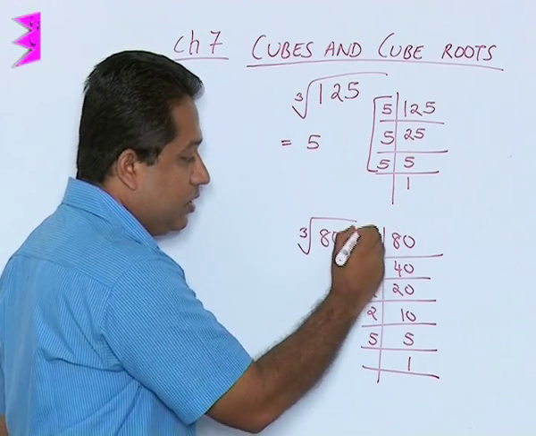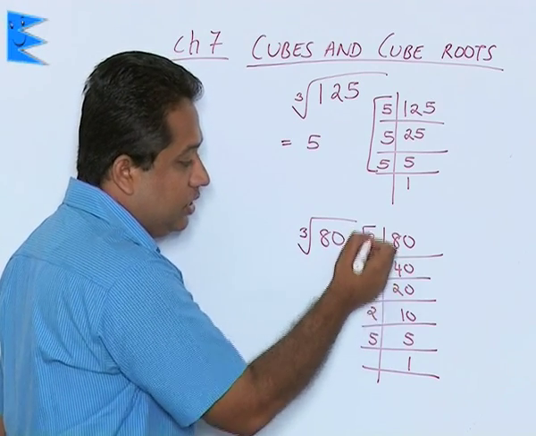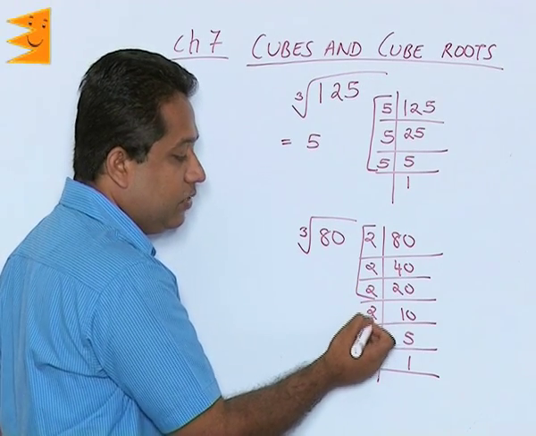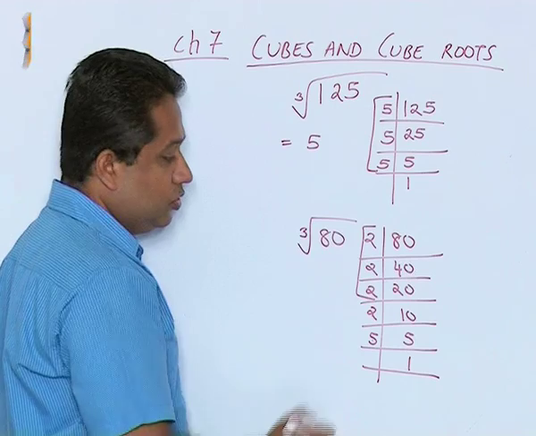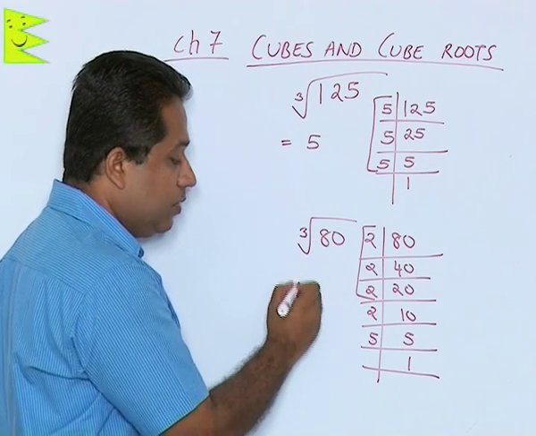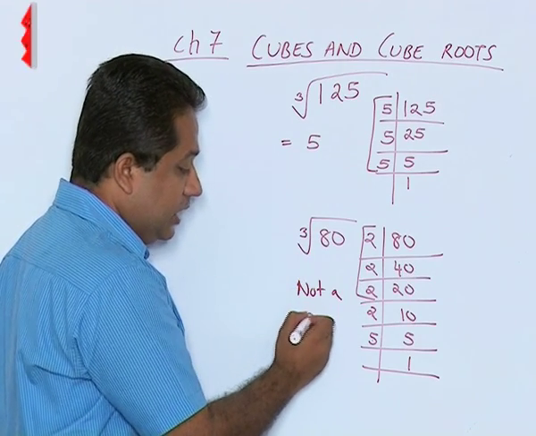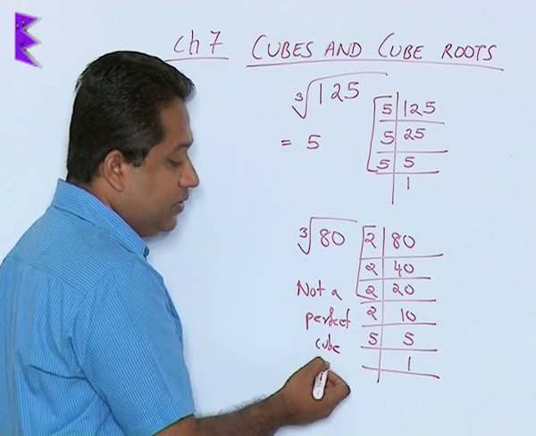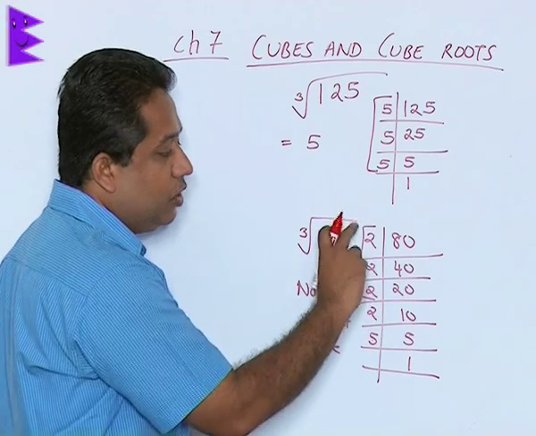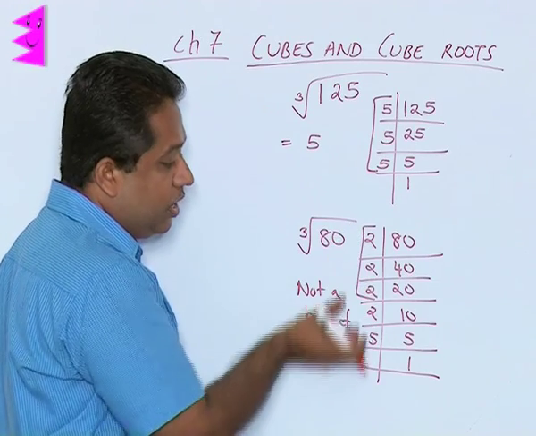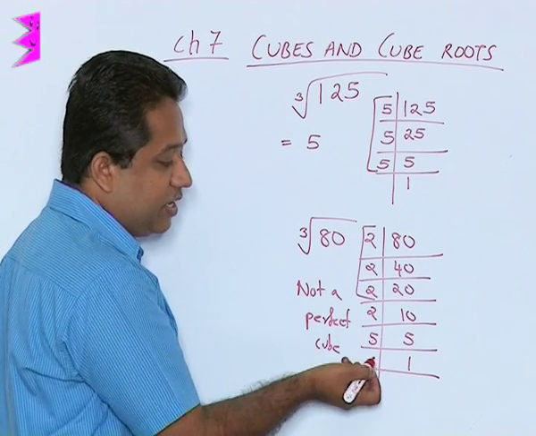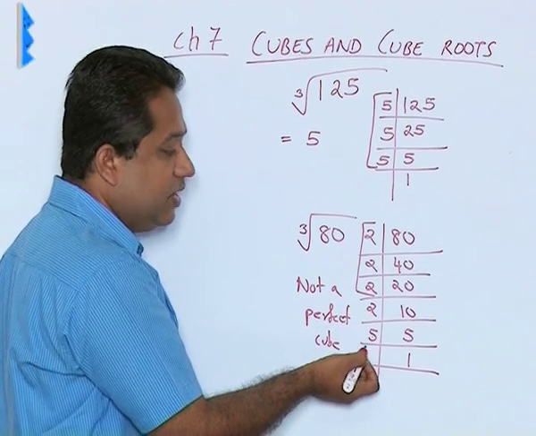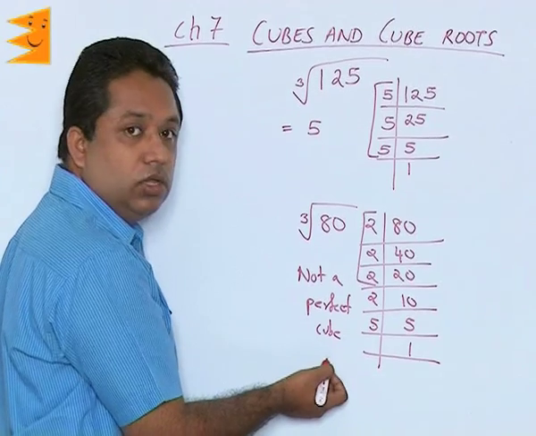So, here these 3 form a group, but here we find that there is only one single 2 and single 5. So, this number is not a perfect cube. So, there are certain numbers which are perfect cubes, and if it is a perfect cube, you will be able to make groups of 3. If you are not able to make groups of 3, as in this case we found that 2 and 5 do not form groups of 3, then those type of numbers are not perfect cubes.